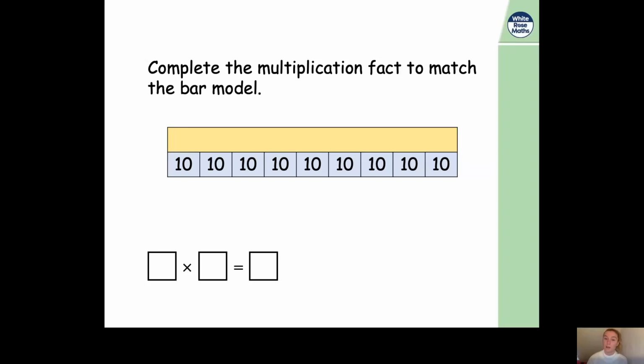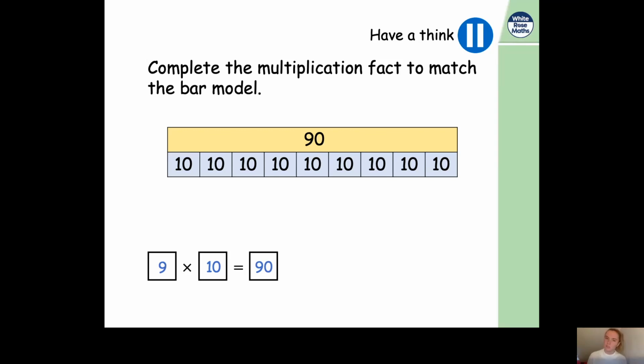So how many parts are there? Yes, that's right. There are 9 parts. And how many are in each part? Yes, there are 10 in each part. So we can write 9 multiplied by 10. Now, shall we work together to find out what 9 multiplied by 10 is? Let's count up in steps of 10. Are you ready? 9 times. 10, 20, 30, 40, 50, 60, 70, 80, 90. There you go. So 9 multiplied by 10 equals 90.